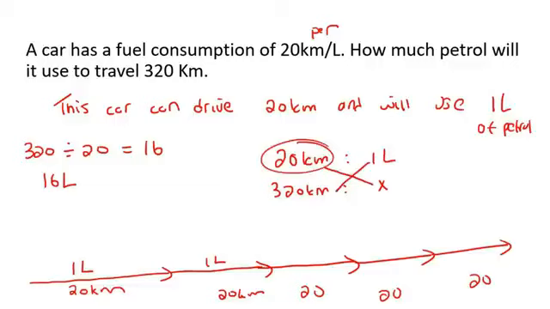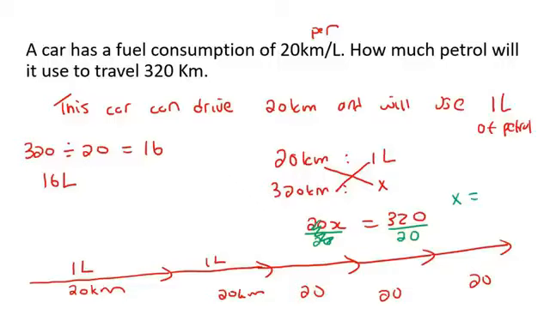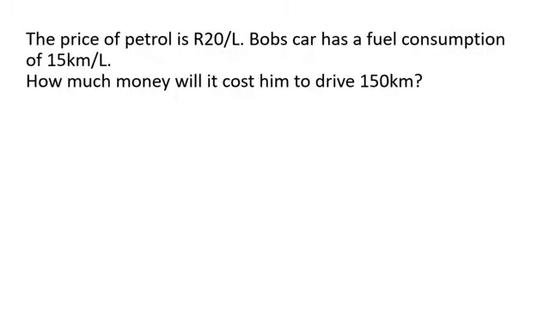So if you multiply 20 with X, you're just going to end up with 20X. And then if you multiply these two, you're going to end up with 320. And then this is now back to normal maths where you need to try and get this by itself. So if you remember our chapter on equations, to get rid of the 20 there, you divide by 20, and what you do to the one side, you do to the other side. And so if that cancels, you end up with X is equal to 16 liters.